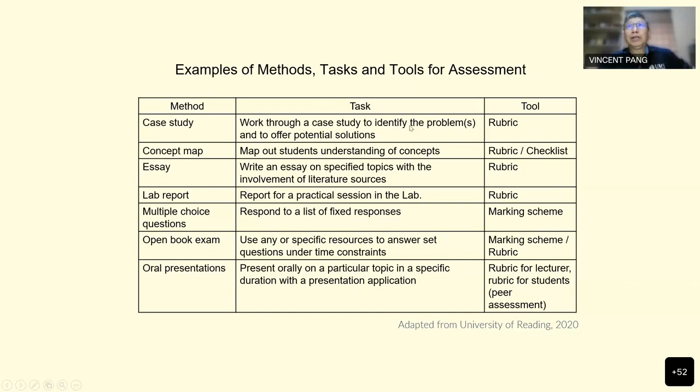And as for assessment tool, you can use a rubric to measure the ability to work through the case study. Concept map. If you are using concept map as a method, then the students' task will be to map up students' understanding of concepts, and you can use these tools. Essay. The task is to write an essay on specific topic with the involvement of literature sources, and you can use rubric as a tool. Lab report, multiple choice, open book, oral presentation. And you can see that most of the tools involve rubric.